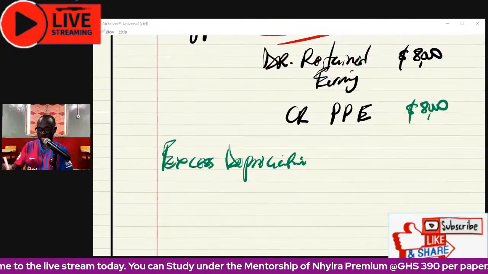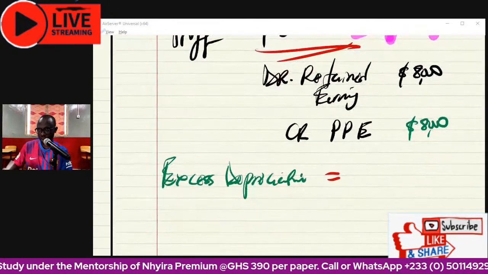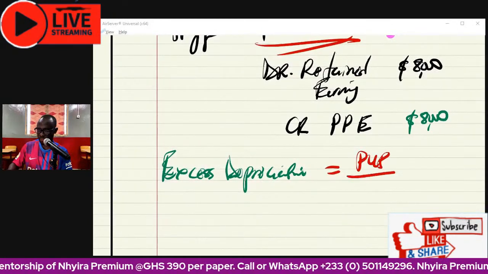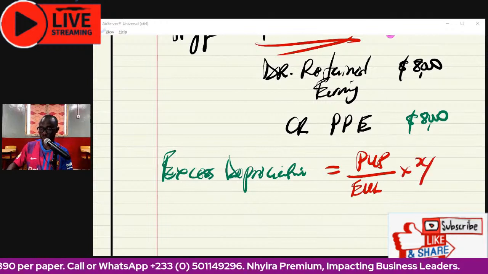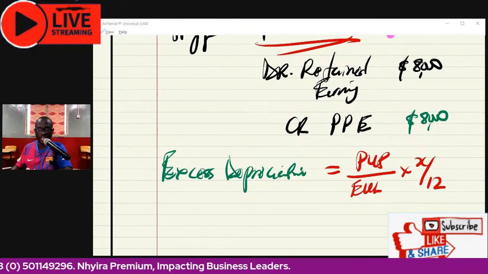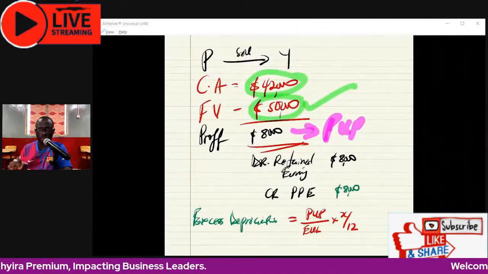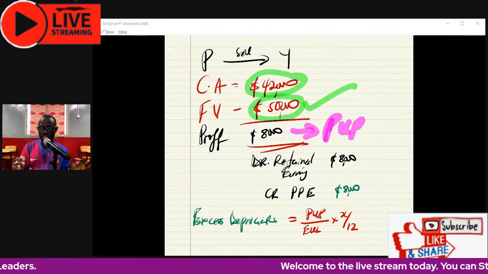So this excess depreciation is simply going to be the provision for realized profit figure divided by the economic life of the asset times X over 12, if it is less than 1 year in that particular case. Are you getting the treatment here? This is what we do when there is a disposal of an asset.